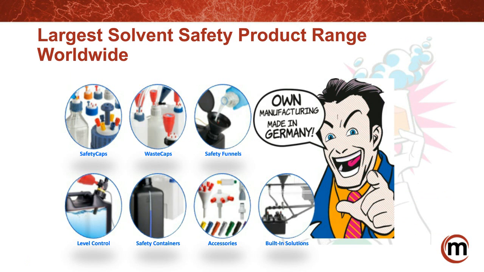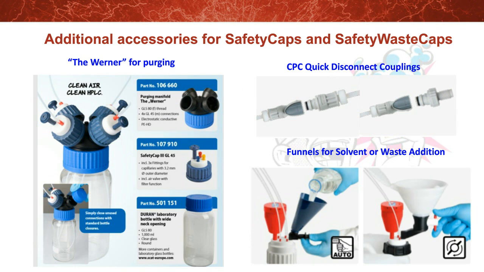As I mentioned periodically throughout the presentation, we have an extremely wide breadth of technology here that can solve most solvent evaporation problems. These are just some of the additional accessories that we provide. On the left, we have the Verner, which is great for purging or priming the solvent lines. On the top right, we have my favorite solution for quickly connecting or disconnecting tubing to the LC, which is called CPC Quick Disconnect Couplings. This makes it really easy to add new solvents for HPLC separations.